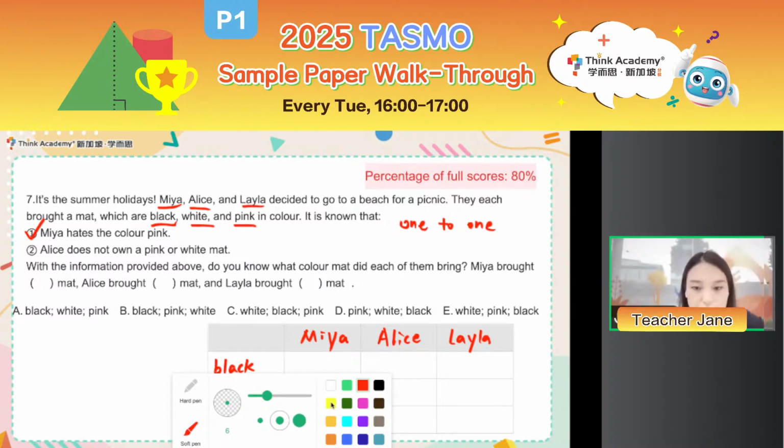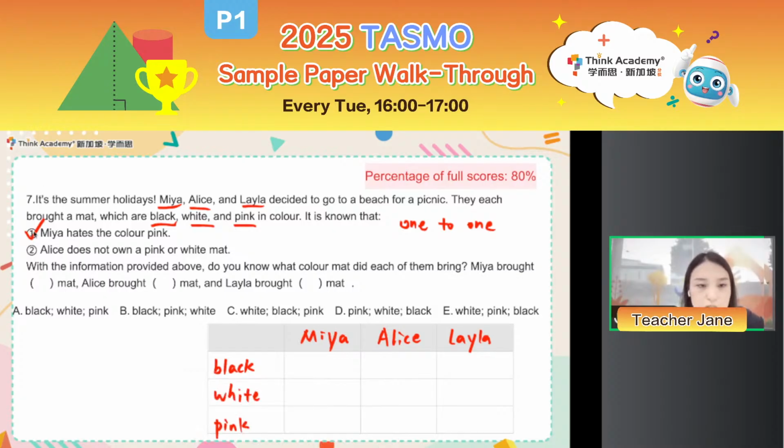And then let's read the clues one by one. If you read the clues and think this one is correct, then you tick. If you think this one means we need to eliminate, then you cross it. For example, you see Mia hates the color pink. So let's take a look. For this table, how can we read it? For example, if teacher ticked here, then it means Mia finally chose the black mat. But is it like this?